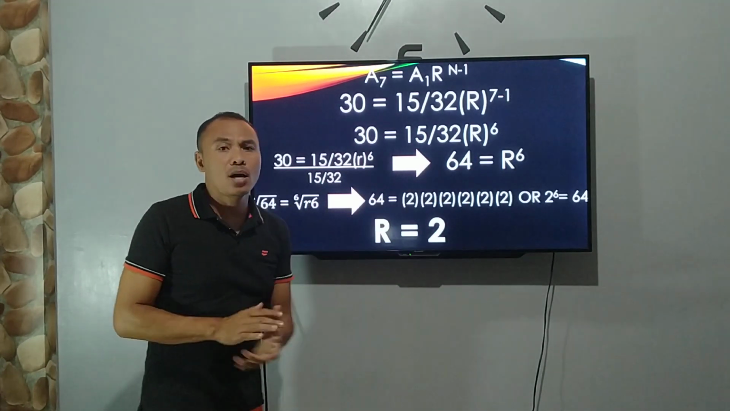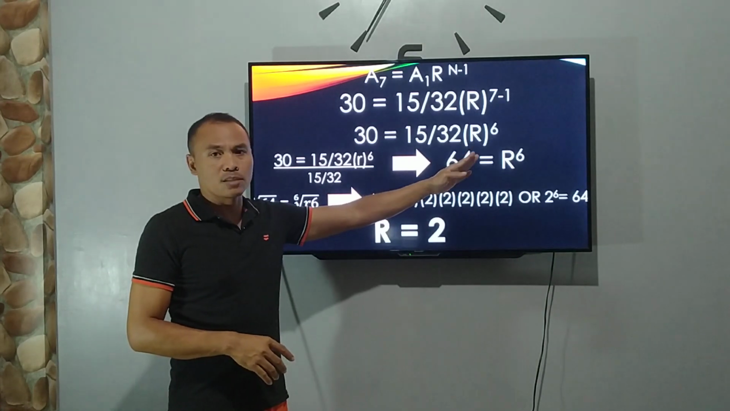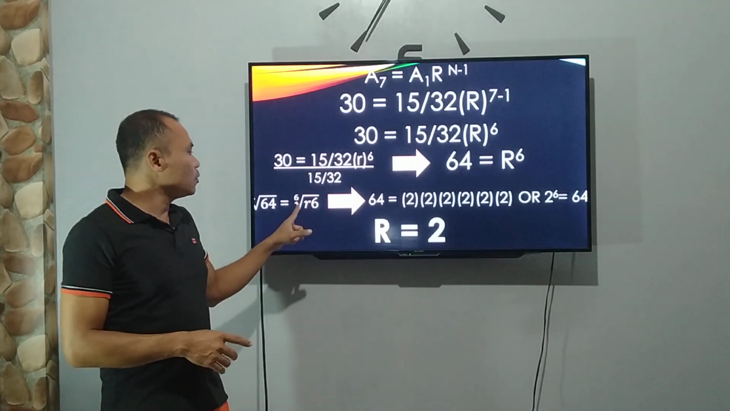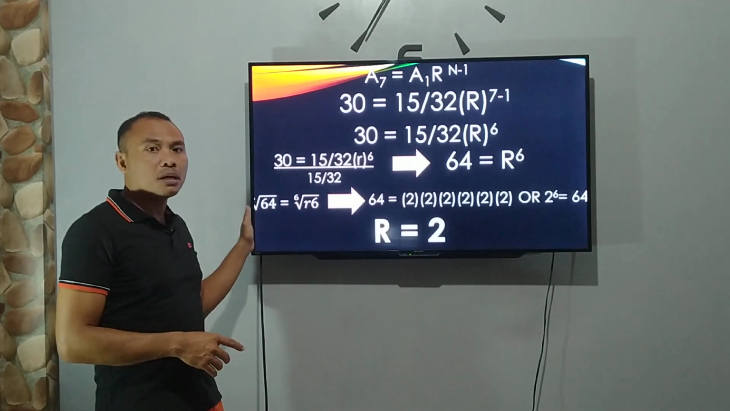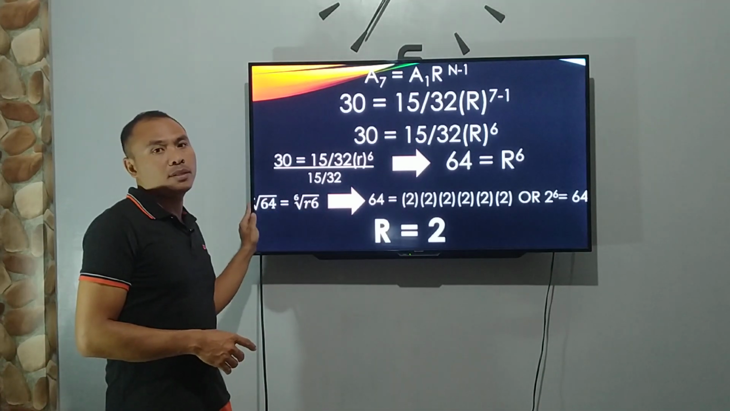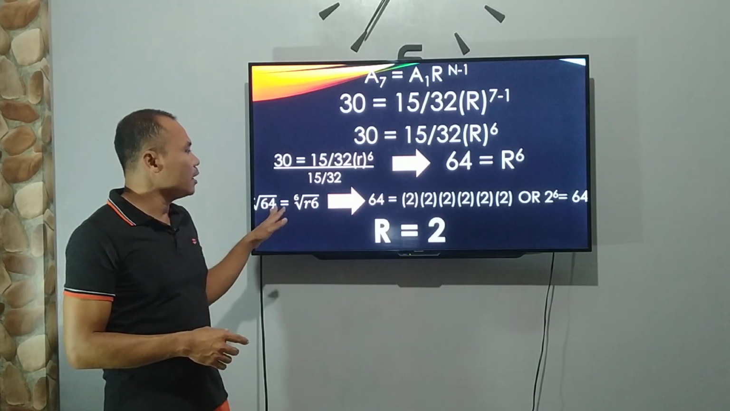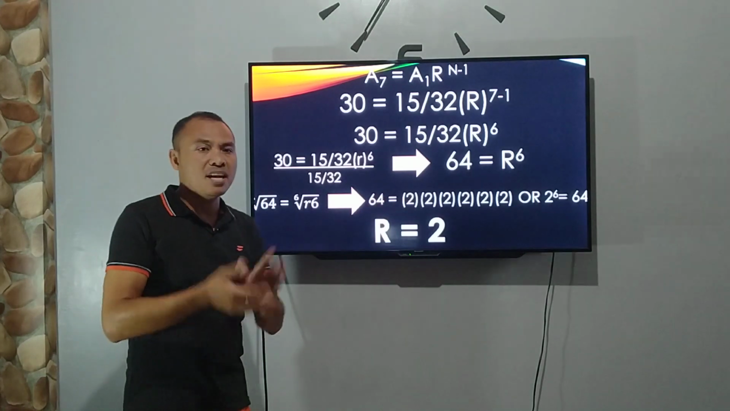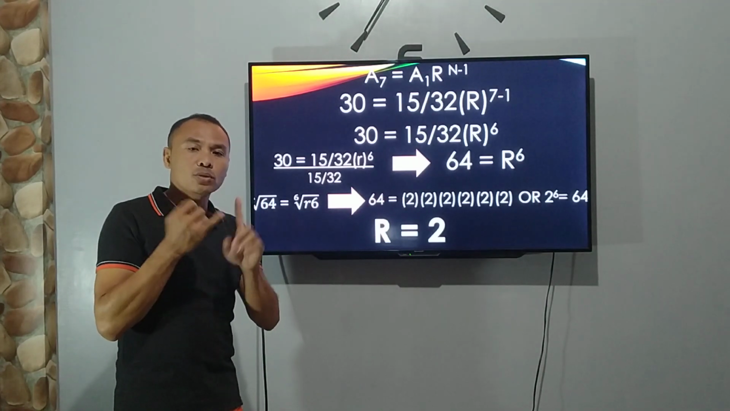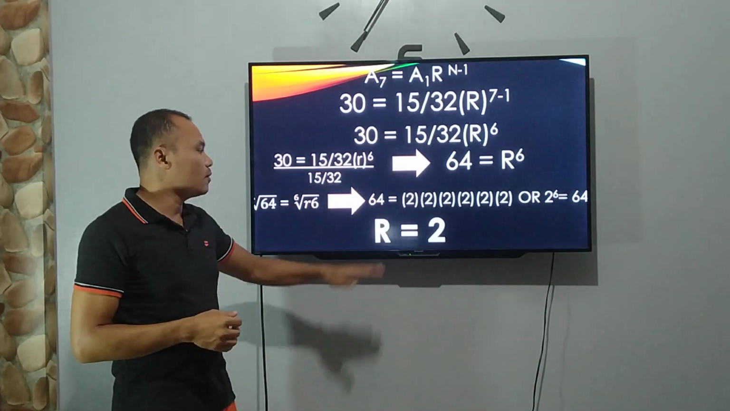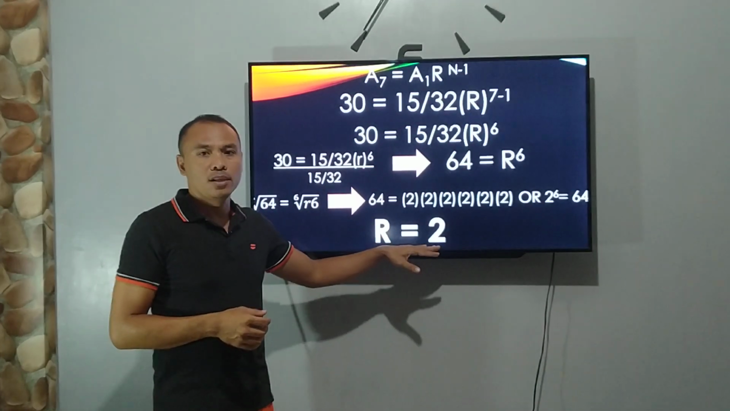Since hinahanap pa natin ang r, meron pa tayong 6 sa taas na exponent. Ang gagawin natin, 6th root tayo. 6th root of 64. Maliit pa yung TV namin. Sorry. Kaya, the 6th root of 64 is 2. Kasi 2 times 2 times 2 times 2 times 2 times 2 is 64. So the value of r is equal to 2.